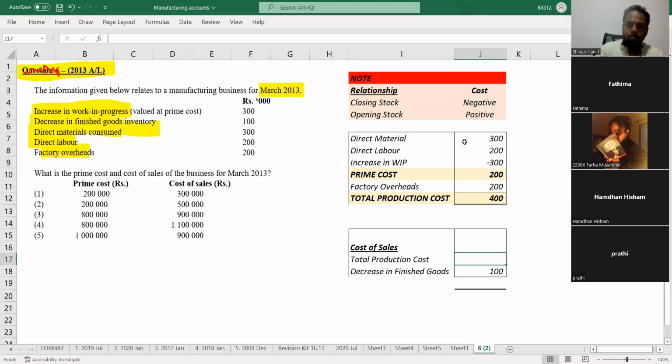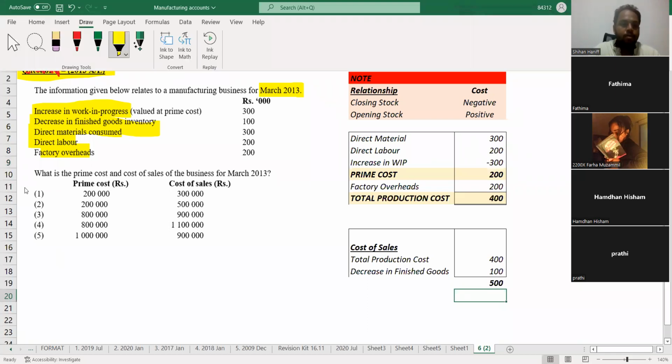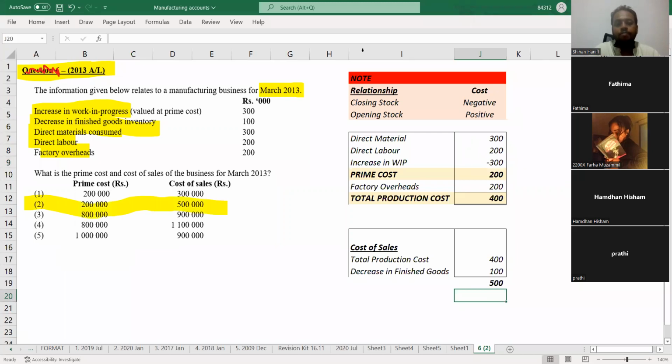Total cost. That's it. So the answer is 200 and 500. Answer 2.